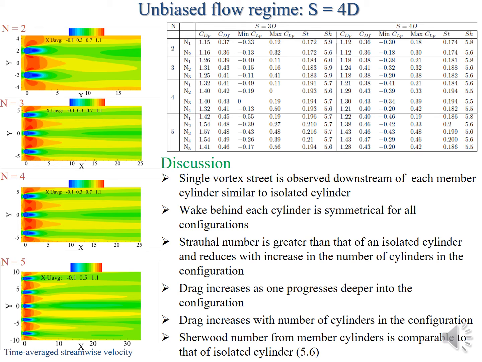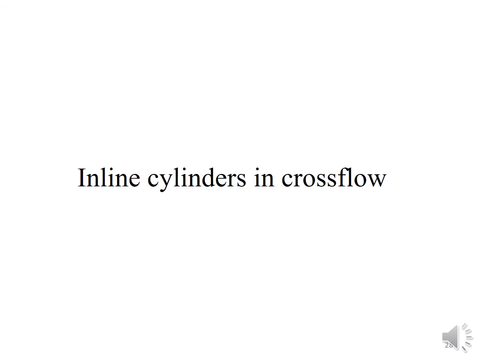We have it about 5.6 for all members in the cylinder, which means that insofar as mass transfer is concerned, we are almost fully decoupled, because the mass transfer decouples before the flow structures. So a single vortex street is actually observed behind every member at this flow regime. So let's look at the inline cylinders and see how they fare.